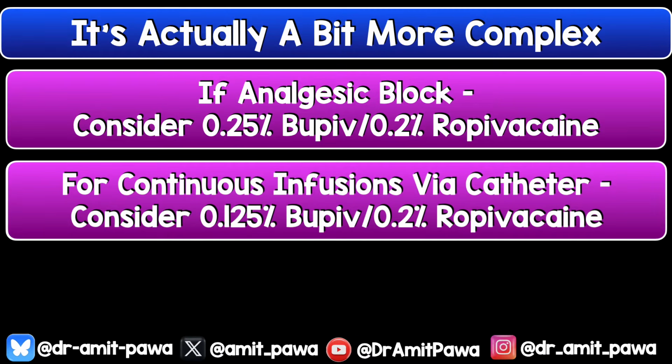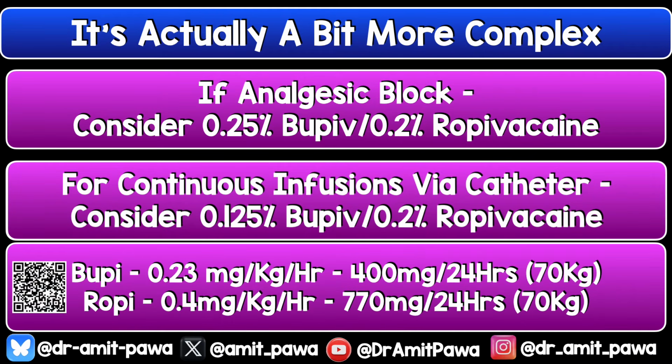Now there's another paper here that I'd like to introduce. That QR code will take you to that paper. And they've talked about looking at package inserts and using pediatric doses as a guide. And these are some guides you could consider to using the maximum amount of local anaesthetic you could administer. So for bupivacaine, this particular paper recommends using 0.23 milligrams per kilogram per hour for your continuous infusions, but making sure you don't exceed more than 400 milligrams in 24 hours. And for ropivacaine, you've got a bit more space. You can use 0.4 milligrams per kilogram per hour or a maximum of 770 milligrams in 24 hours. This is assuming a 70 kilogram patient.